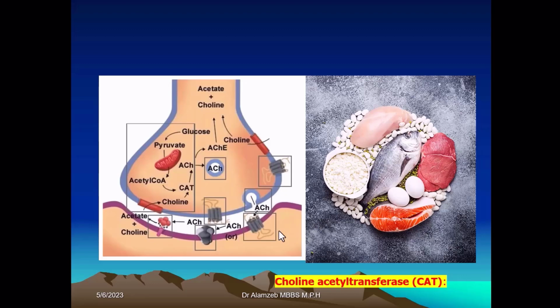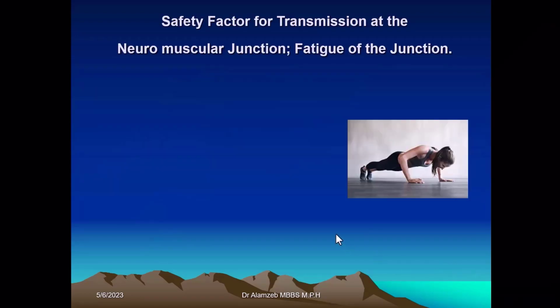Now, from protein-rich food, the choline comes and by the choline pump it is taken into the inside of the nerve terminal, and here acetyl-CoA is produced by the mitochondria and by the action of CAT. CAT means choline acetyltransferase. This is an enzyme which acts on these two and binds them, and they synthesize the acetylcholine, which is then loaded into the synaptic vesicle. This was the whole story of the physiological anatomy of the neuromuscular junction.